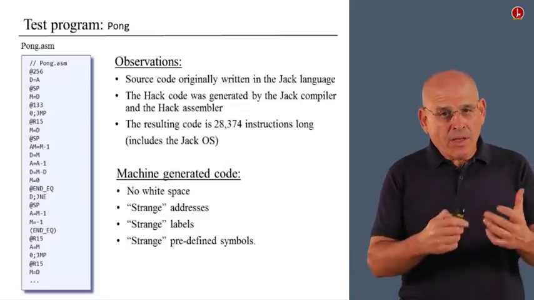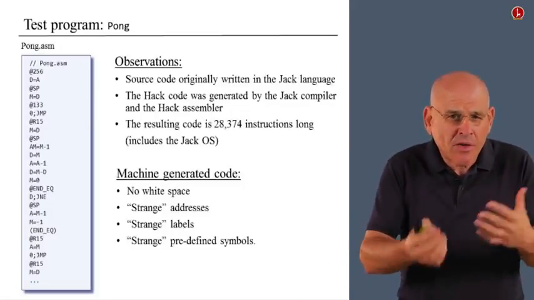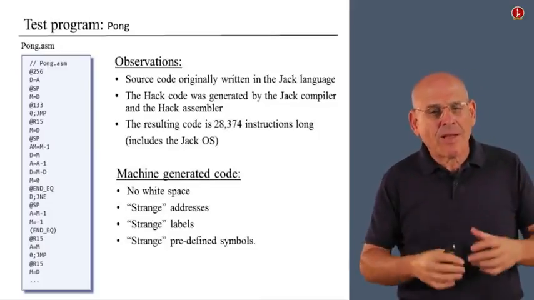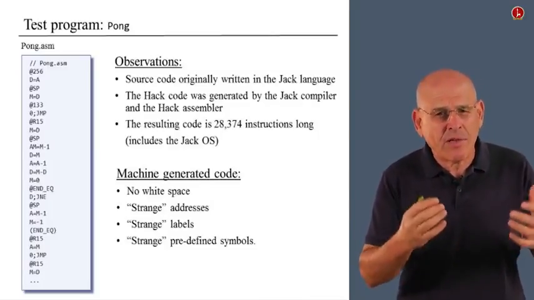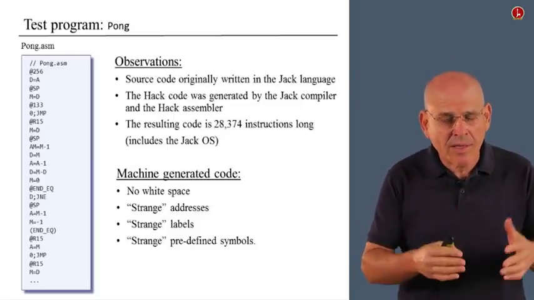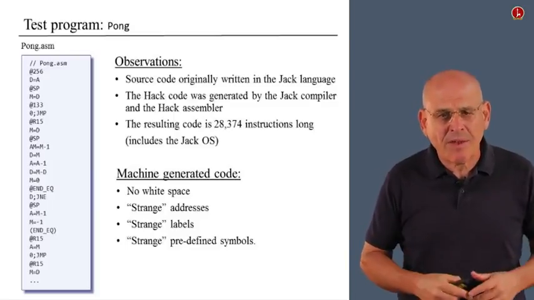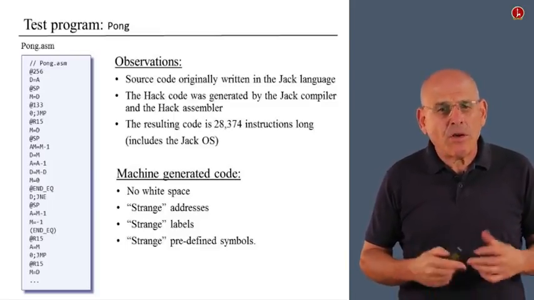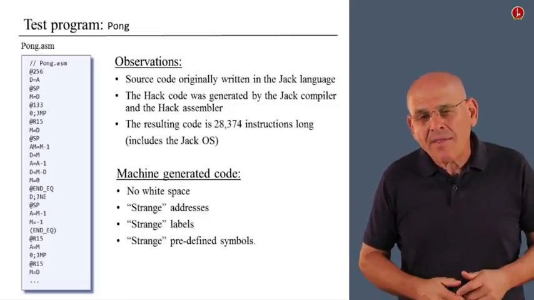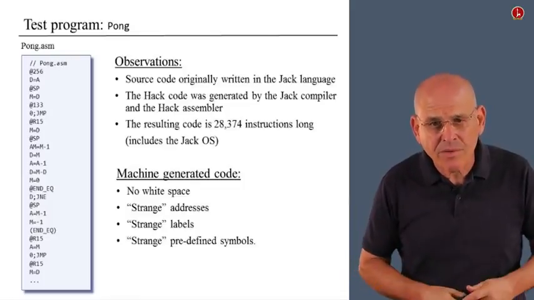Now, when you look at this code, if you explore it, and we recommend that you look at it at least briefly, you don't have to understand what's going on here. It's very difficult to understand code just from looking at the assembly version of this code. But you will realize that, first of all, we don't have any white space. And that is because all the white space was lost in translation.